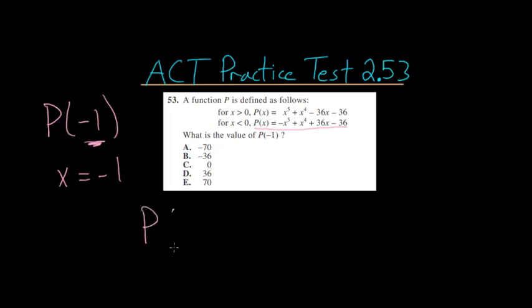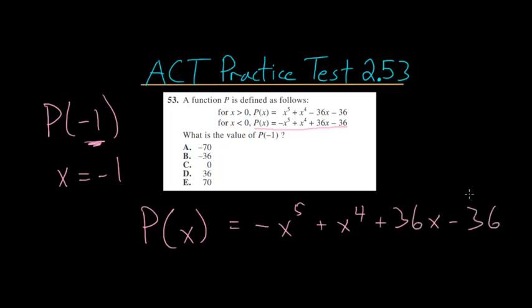So let me rewrite it. So we have p of x is equal to minus x to the 5th plus x to the 4th plus 36x minus 36. And now, all we're really doing is anywhere we see an x in here, we're going to replace it with this negative 1. So we need to evaluate what p of negative 1 is. And my advice when plugging in negative 1 for x, or anytime you're plugging in a negative number, it's usually helpful to put it in parentheses. And that'll just make sure that you don't lose track of your signs.